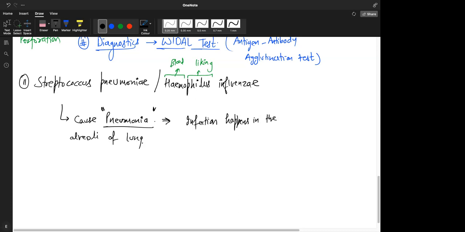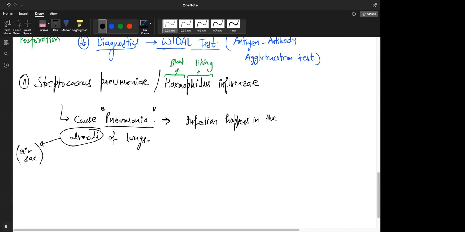Now you remember alveoli from the class 11th respiration chapter? Yes, sir. Aditya, if you're back, can you hear me clearly now? Yes, sir. So alveoli are air sacs. They get filled with air when you breathe in, right? These are small structures.